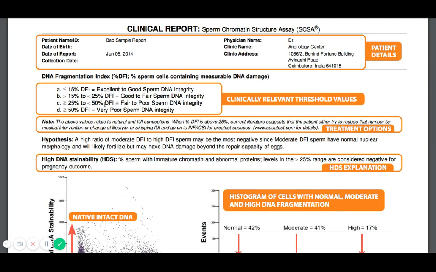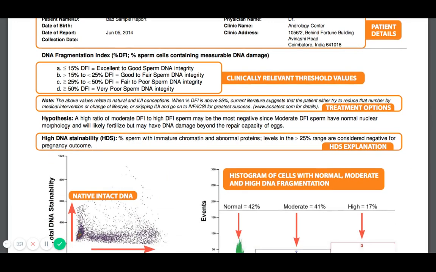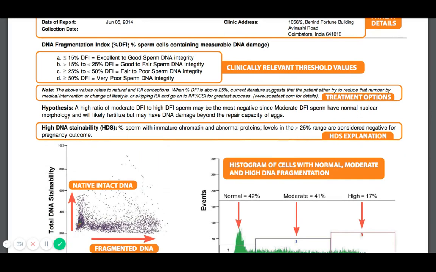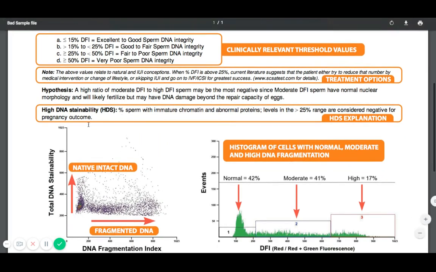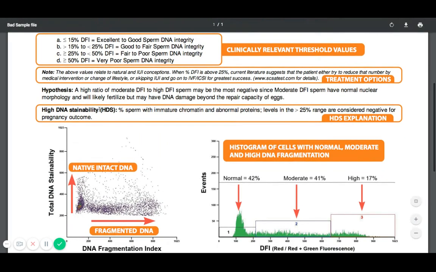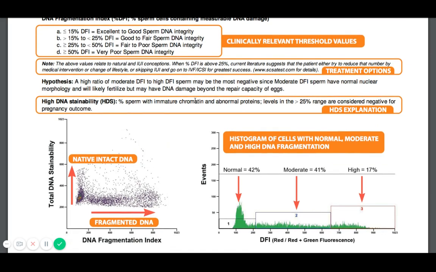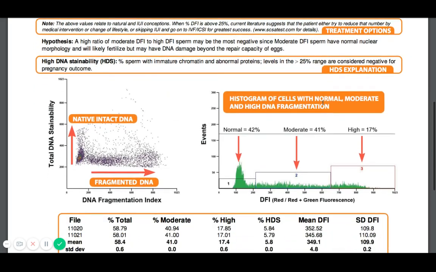DFI values above 25 to 30% indicate that patients will have more success with an IVF or an ICSI rather than a natural or an IUI conception. What is unique to the SCSA test report is another value called high DNA stainability or HDS, which indicates the number of cells with immature chromatin and nuclear proteins. HDS values that are greater than 25% are considered negative for pregnancy outcome.